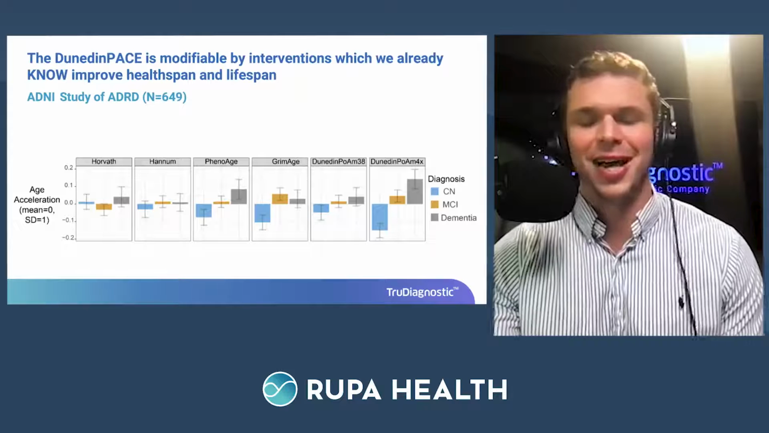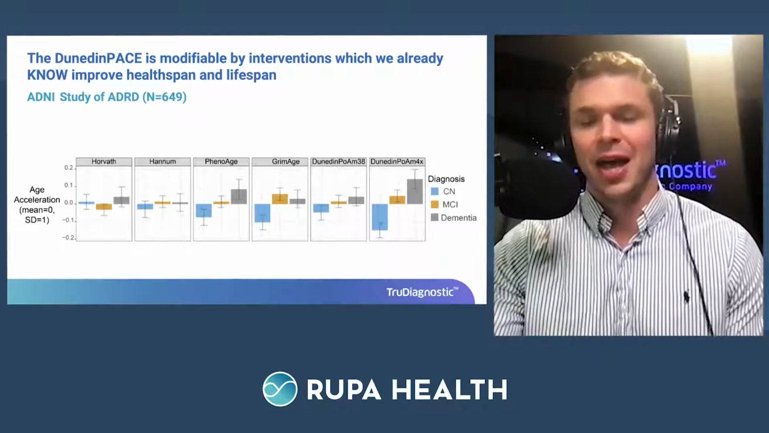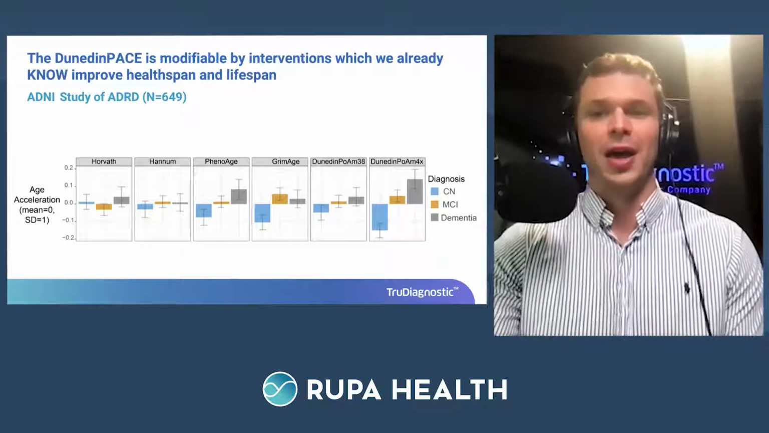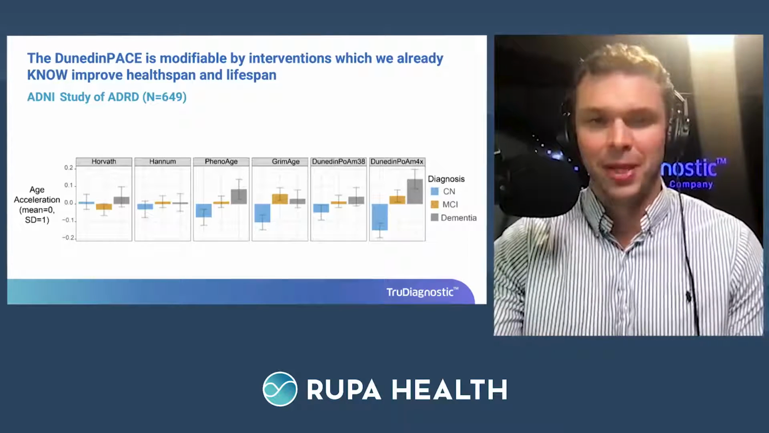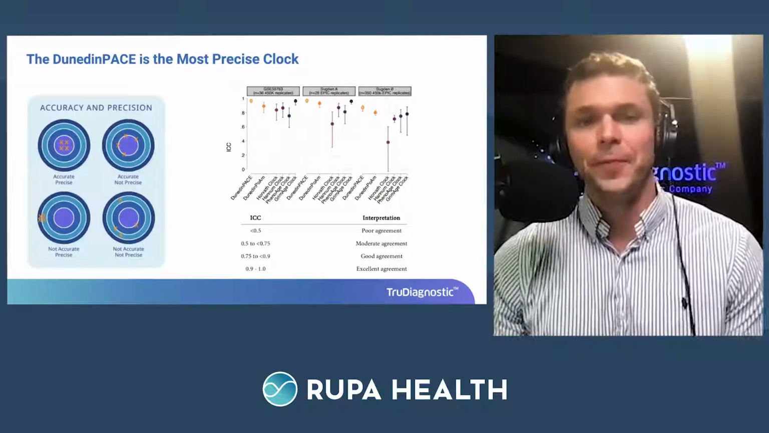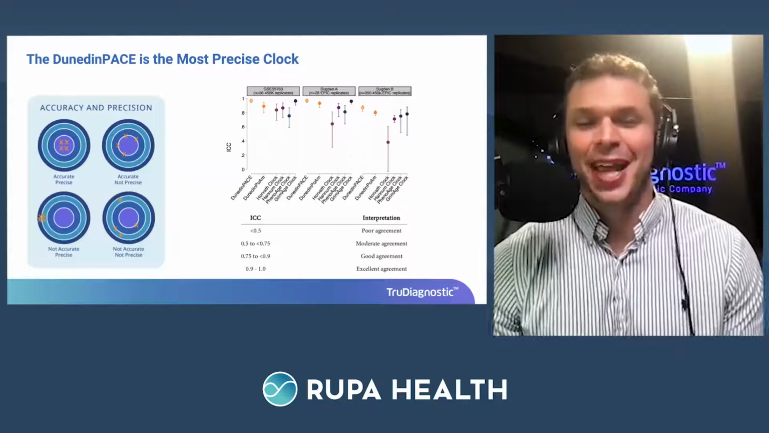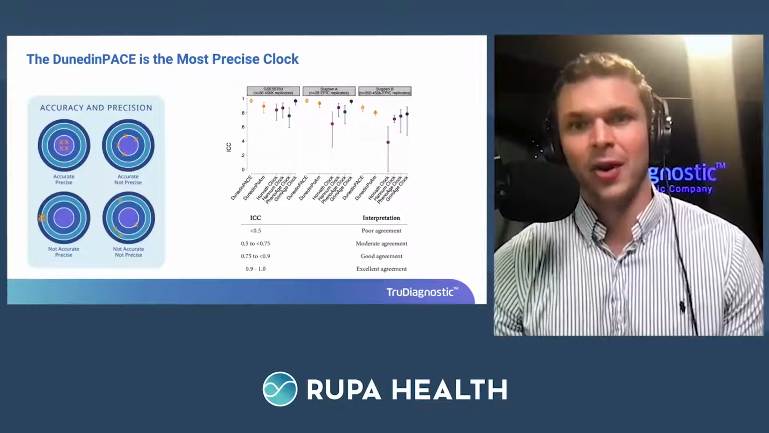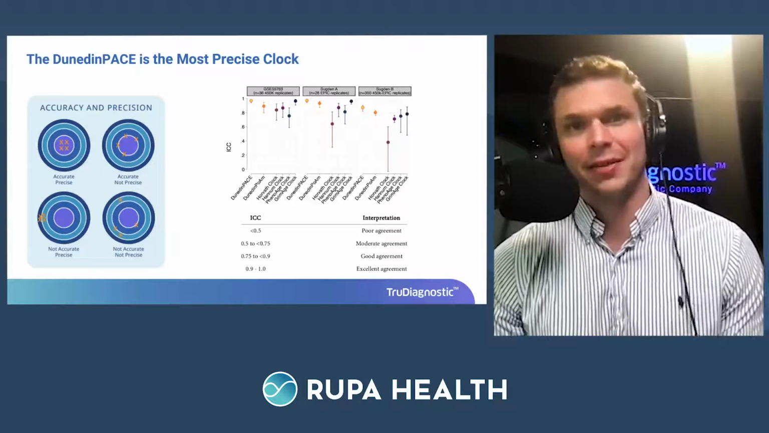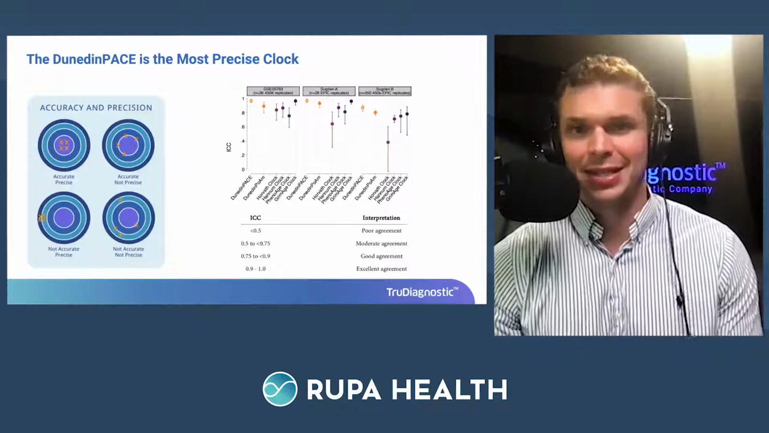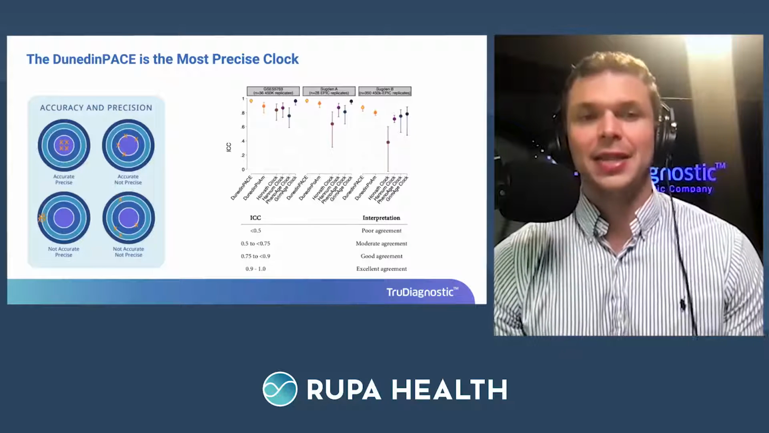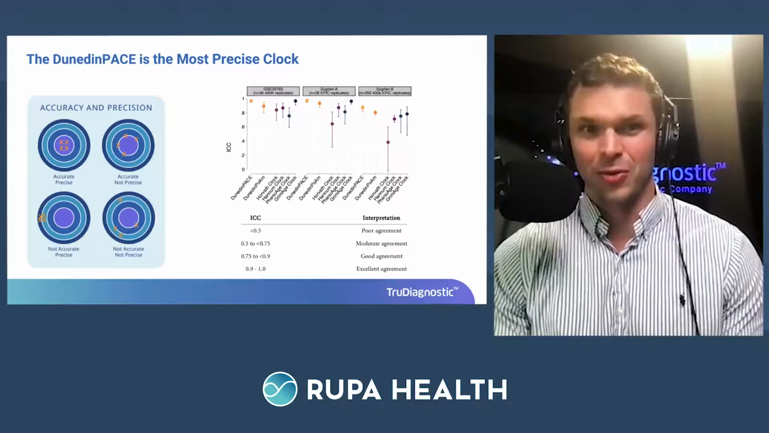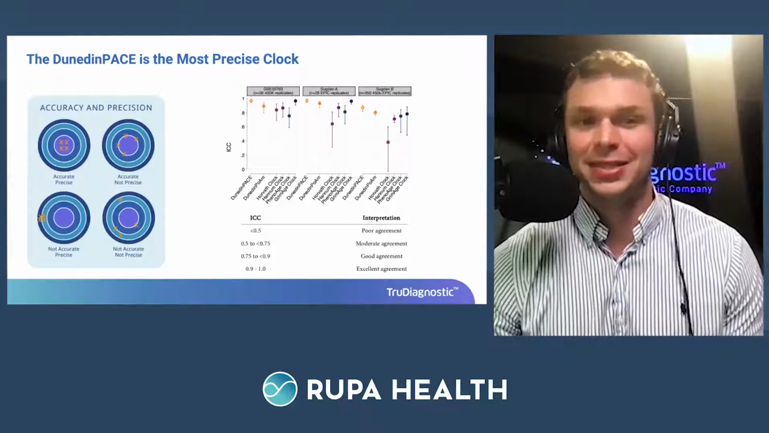And this is just another good slide to show that it's also the most predictive at separating cognitively normal, mild cognitive impairment, and dementia. It is the best clock overall. And this also shows that it is the most accurate clock overall. So we have less than a 3% variance if we tested the exact same sample, which means that this can be used in really quick intervals. You can even use it as often as every 3 months to see change.